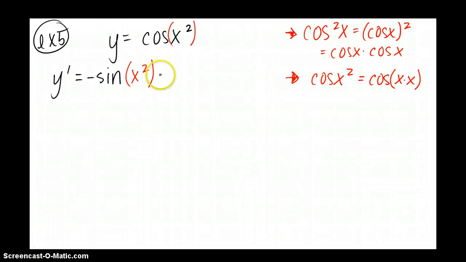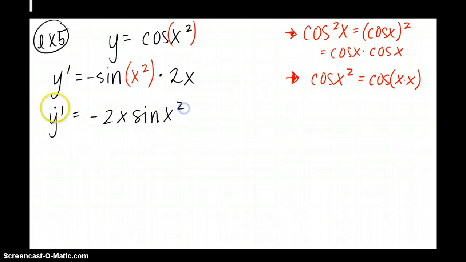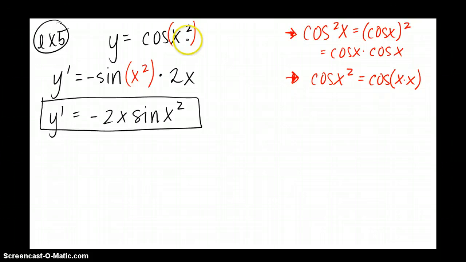Now according to the chain rule, I multiply by the derivative of x squared, which is 2x. So y prime is negative 2x sine of x squared. Now the parentheses around the x squared may or may not be included, but you just have to be aware of the difference between cosine squared x and cosine of x squared.